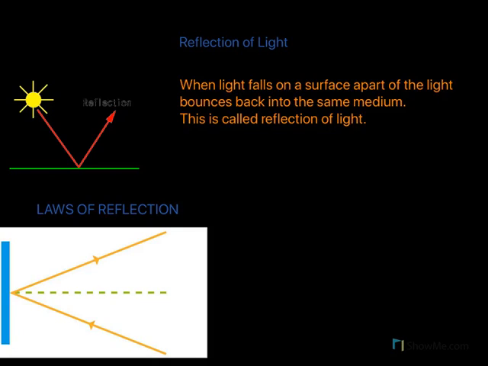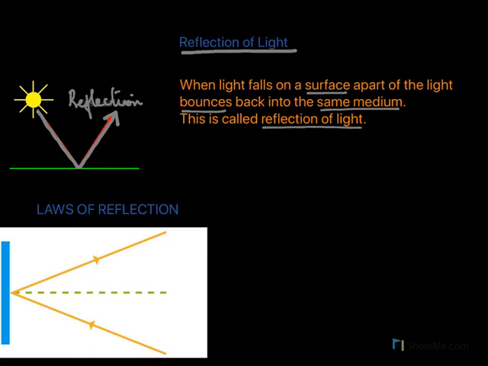Reflection of light. Now we are very familiar with this phenomenon of reflection of light. We see that when light falls on any surface, a part of it bounces back in the same medium. This phenomenon is called reflection. So the bouncing back of light in the same medium is reflection.